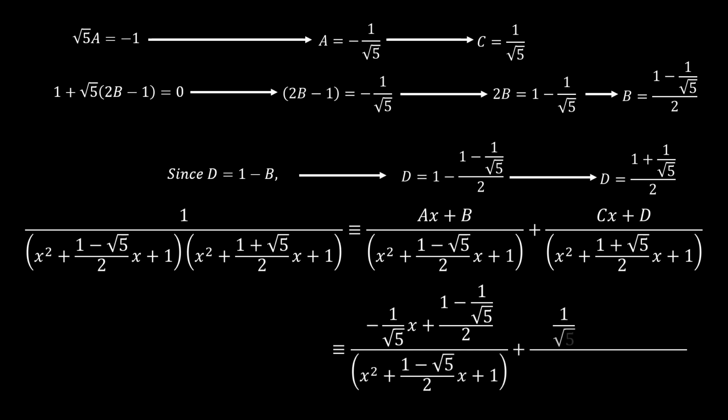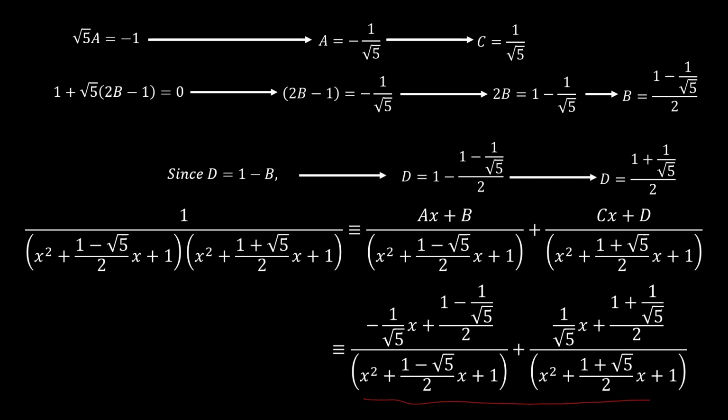The first is negative 1 over root 5 x plus 1 minus 1 over root 5 over 2, all over x squared plus 1 minus root 5 over 2 x plus 1. Plus 1 over root 5 x plus 1 plus 1 over root 5 over 2, all over x squared plus 1 plus root 5 over 2 x plus 1. So this is our partial fraction, and this is going to make it easier for us to integrate this problem.